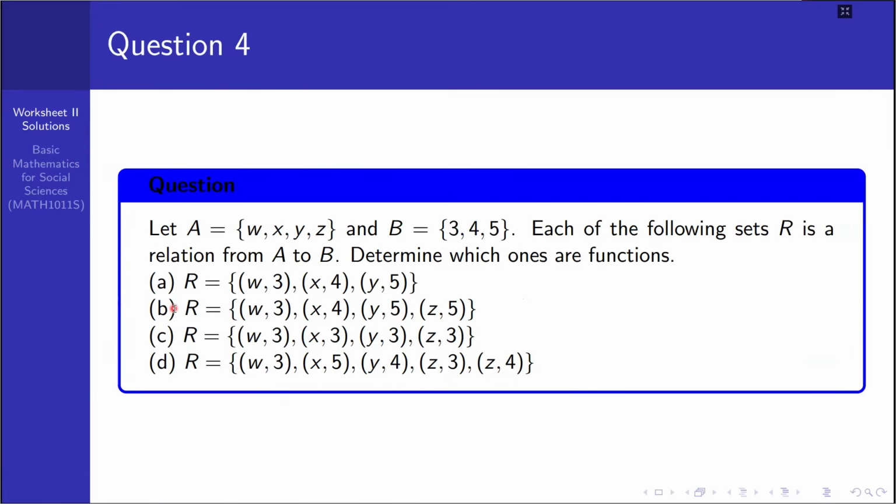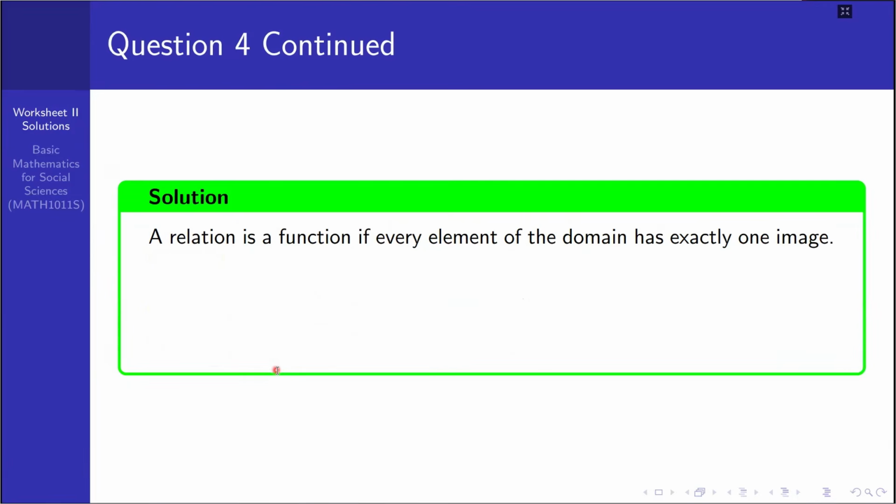So A and D are not functions, but B and C are functions. If you need the justification, a relation is a function if every element of the domain has exactly one image. Therefore, A is not a function because Z has no image, which means it is not the domain.